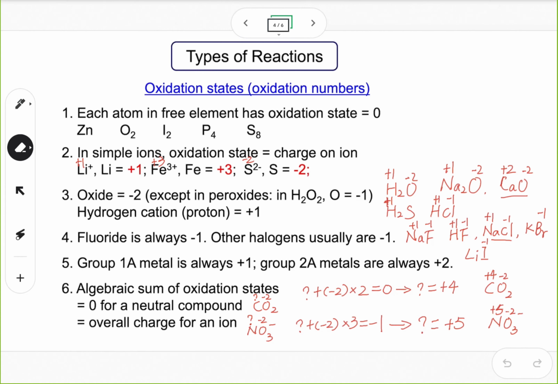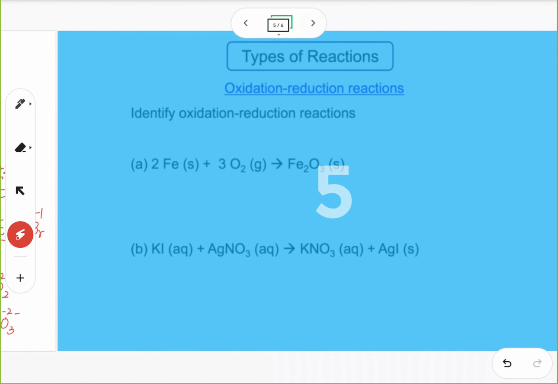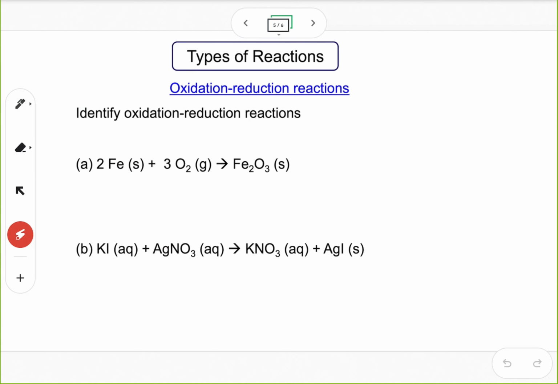Folks, this is part 2 of oxidation reduction reactions. In part 1, we learned how we identify oxidation states of the elements in ions or compounds. Now, let's take a look at how we use oxidation states to identify whether a reaction is an oxidation reduction reaction or not.